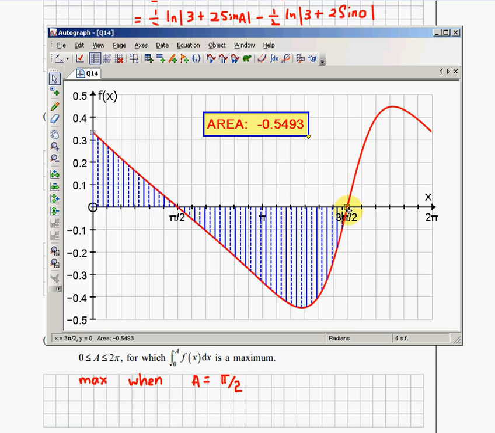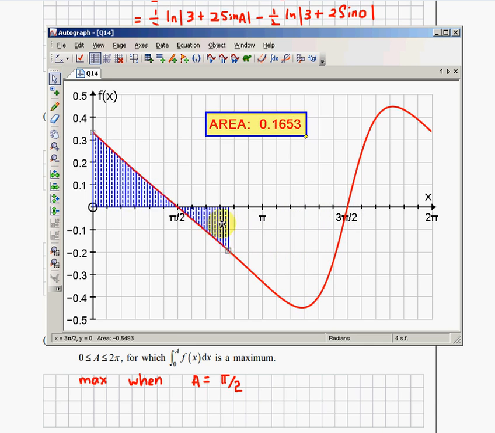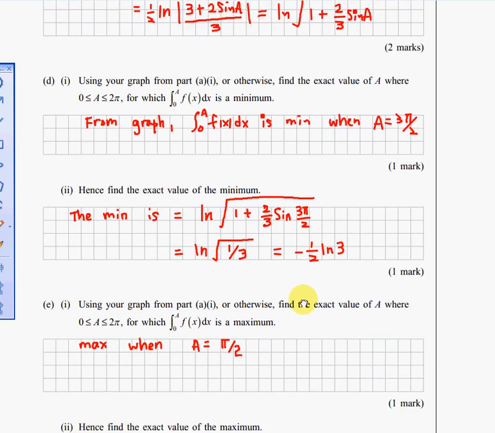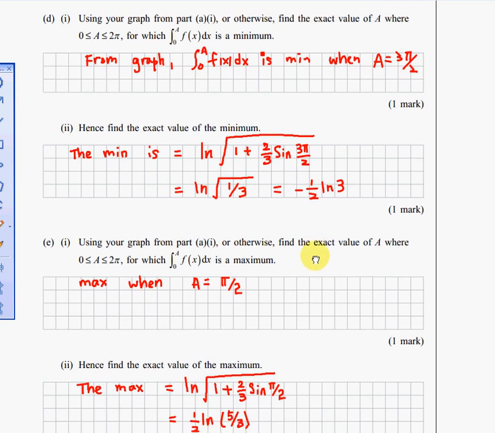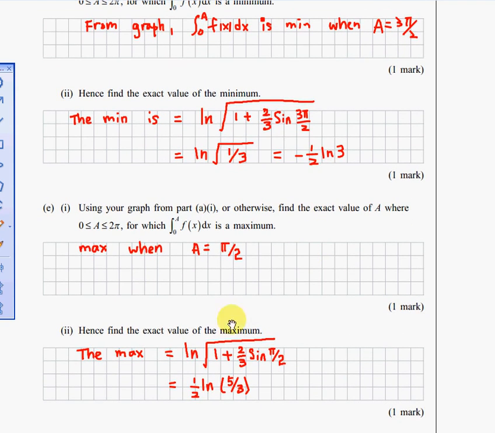Well, of course it's when it's at 3 pi over 2. And when will it be the most maximum? Of course, right here. Okay, when 0 is pi over 2, or a is pi over 2. So that's the reason why we state that it's minimum when a is 3 pi over 2. And as for here, a is pi over 2 for it to be maximum.